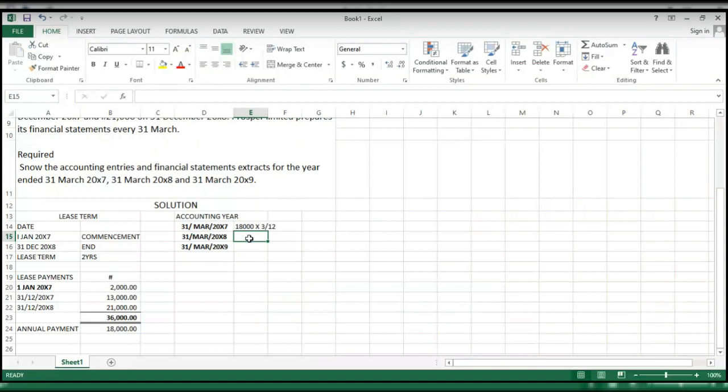And this one is what? 20x7 also. Okay, this is 20x8. After this one, how many months have been considered here? Don't forget that this 18,000 for 20x7, we are still doing 20x7. It's now going to be times how many months remain? 9 months divided by 12.